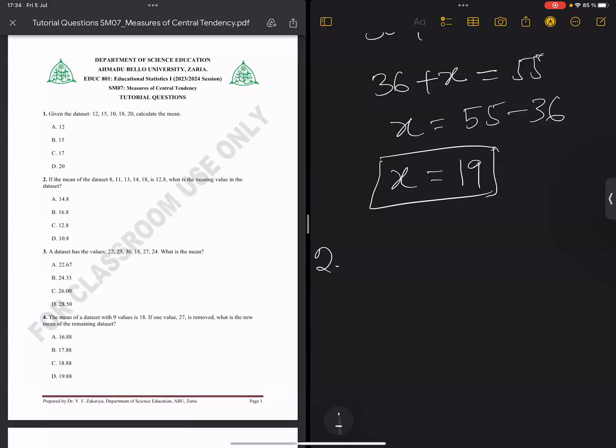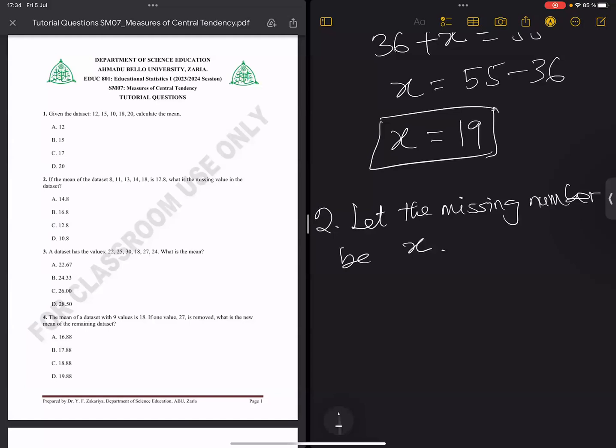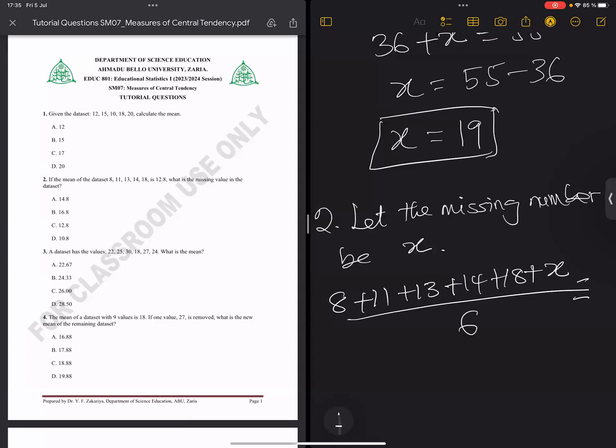But in this case, the missing number is not specified. They don't give us X. So we are the one to say, let the missing number be X. And then we include it in our data set, we find the mean, and then we go on from there. So we start by saying, let the missing number be X. The mean is 12.8. So we have 8 plus 11 plus 13 plus 14 plus 18, then plus X divided by 6 equals the mean we were given, 12.8.